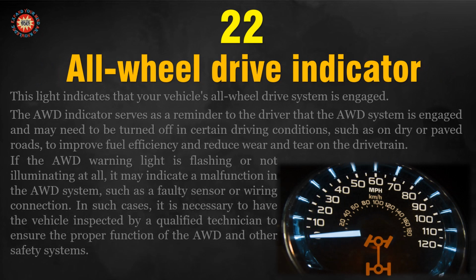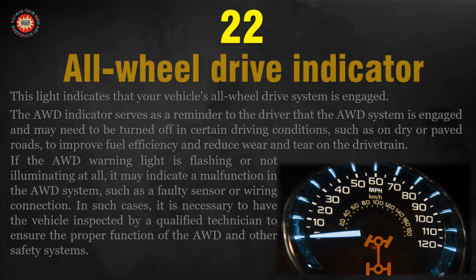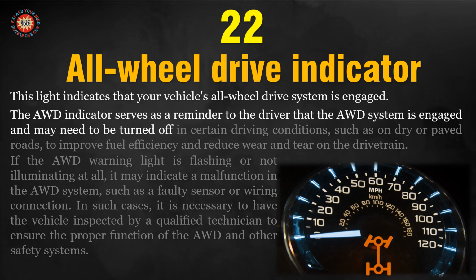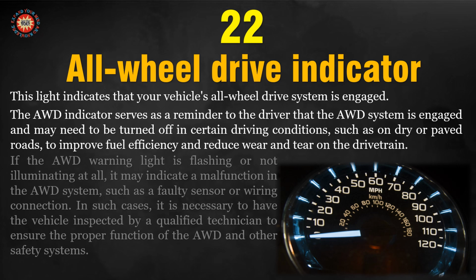Symbol 22. All-wheel drive indicator. This light indicates that your vehicle's all-wheel drive system is engaged. The AWD indicator serves as a reminder to the driver that the AWD system is engaged and may need to be turned off in certain driving conditions, such as on dry or paved roads, to improve fuel efficiency and reduce wear and tear on the drivetrain.